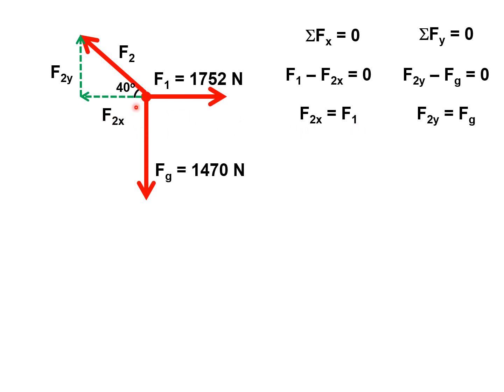the force 2 in the x direction is going to be equal to force 1 because there's no acceleration in the horizontal direction. And then the y component of force 2 is going to be equal to the force of gravity because there's no acceleration in the y direction either. All right, now we know force 1 and we know the force of gravity, so that means we know each part of this triangle right here.